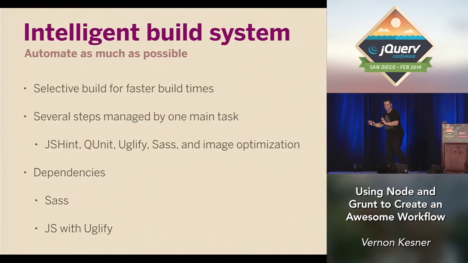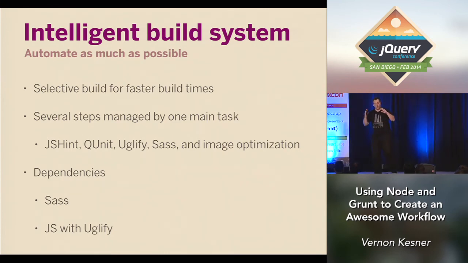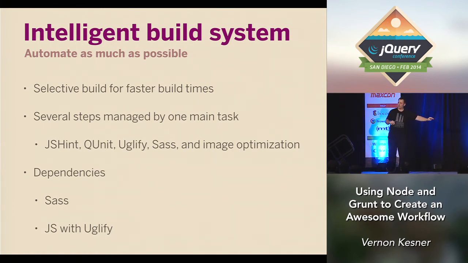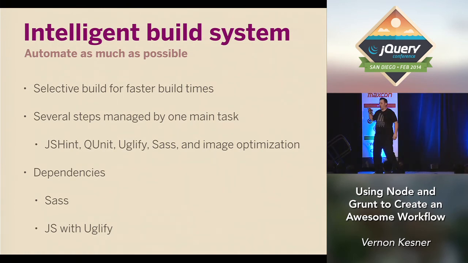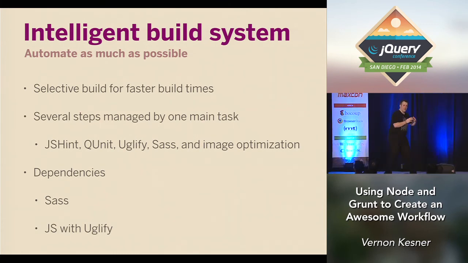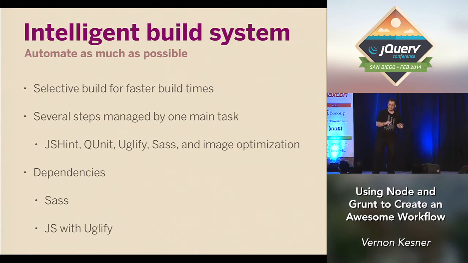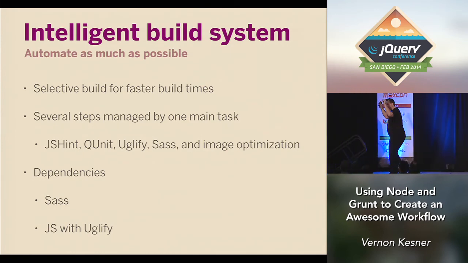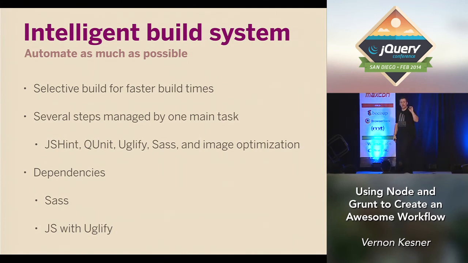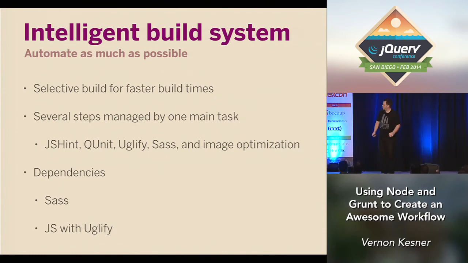But the last thing is just an intelligent build system. So automate as much as you can. Just like we could do the selective proxy with the reverse proxy, our build system allows selective builds as well. Because if you're working on a line of business, say the bank line of business, and you don't have anything to do with the auto theme, then you don't care about building that auto theme. It's not relevant to you. So selective builds make your build times faster, which makes you more efficient.